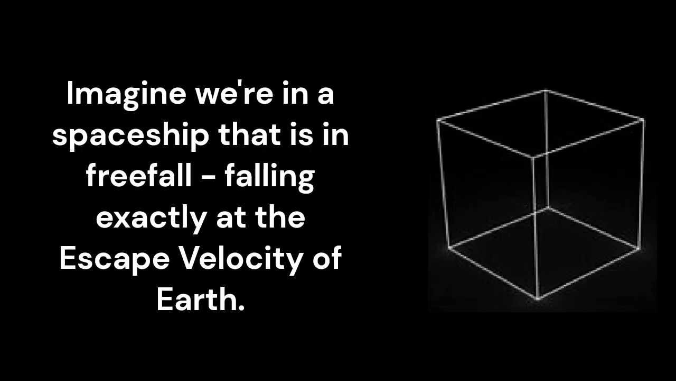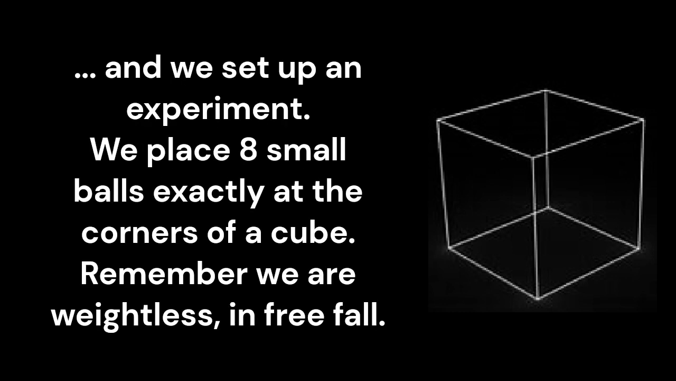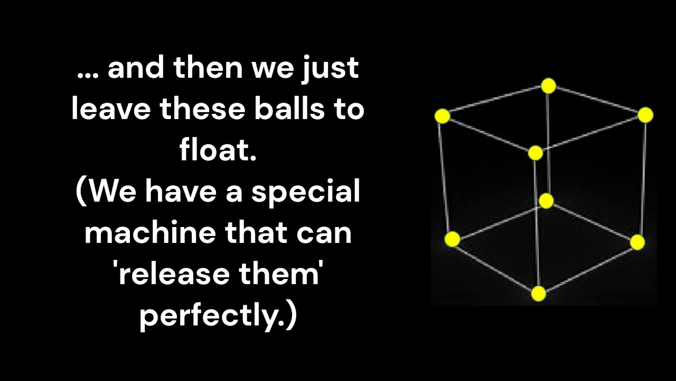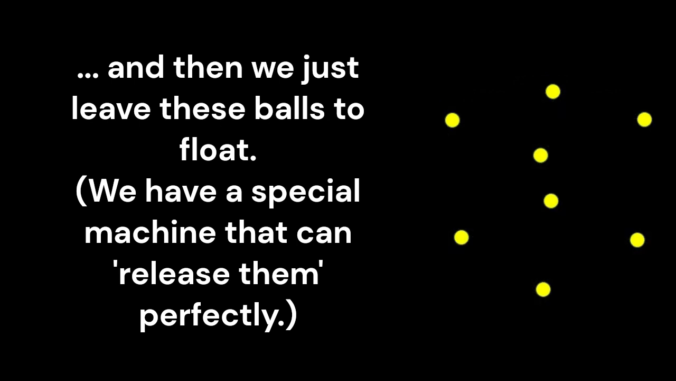Imagine that we're in a spaceship that is in free fall, and it's falling exactly at the escape velocity of Earth. And we set up an experiment. We place 8 small balls exactly at the corners of a cube. Remember, we're all weightless in free fall, so the balls will all just float exactly where we put them. Now, granted, this would be very difficult to do, but we have a special machine that can release them perfectly without giving them any force. So they're not going to move in any direction. They're just going to sit perfectly in this cube in the middle of our spaceship as we free fall.